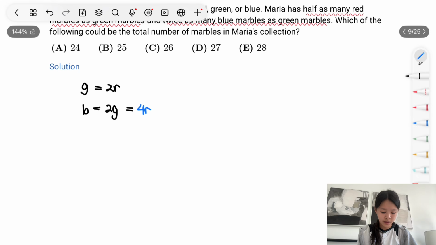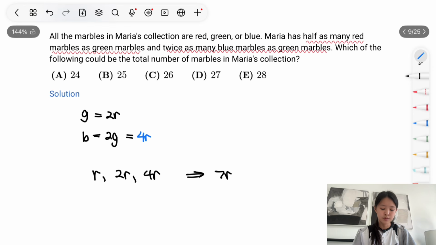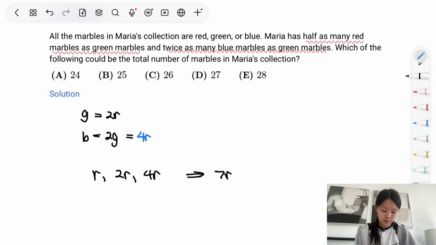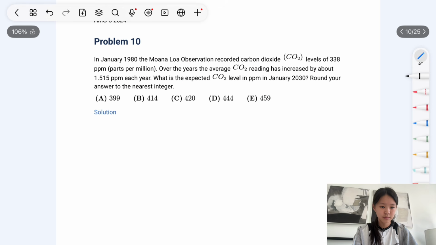So let's add everything up and describe everything as R. So you would have R, 2R, and 4R. And that adds up to 7R, so we know the final answer has to be a multiple of 7. We come here and we can select E, since that's the only multiple of 7 that we can see in the answers. Problem 10.